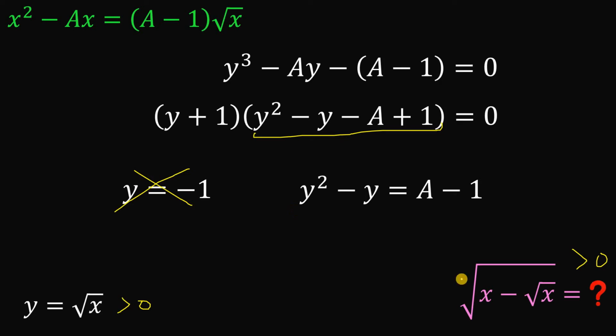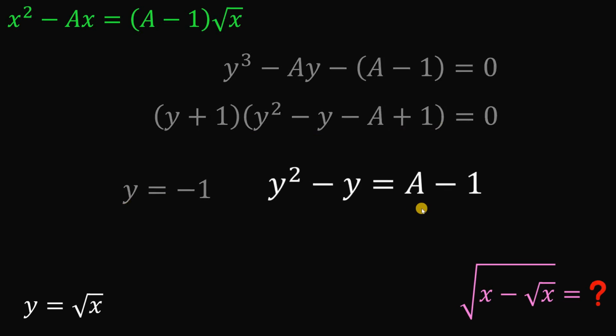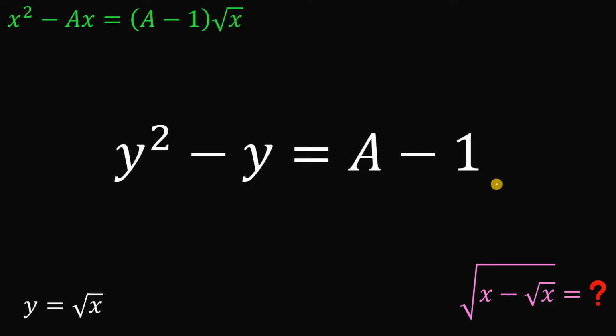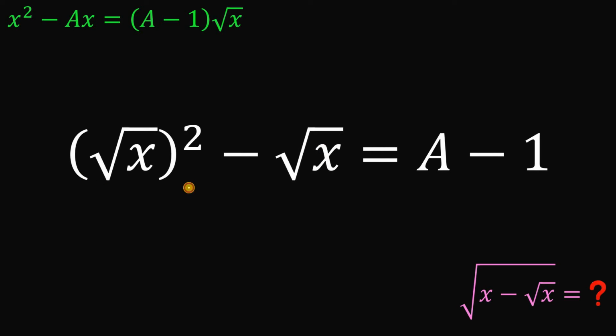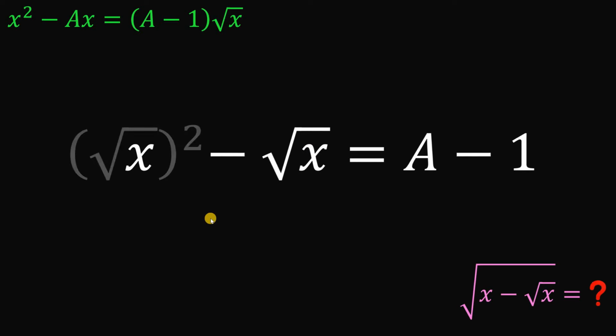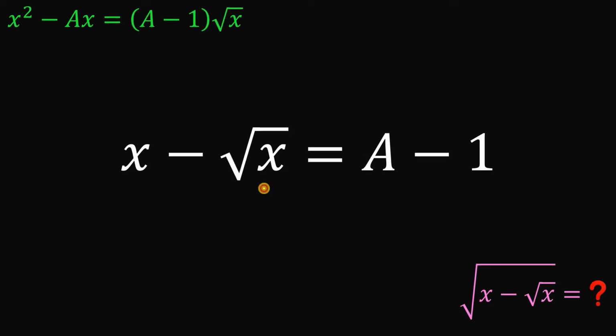So the only factor that we need to evaluate this expression is this equation, y squared minus y equals a minus 1. So let's focus on this. And now, let's replace y with square root of x. And if we do that, we get square root of x squared minus square root of x. And square root of x raised to the power of 2 is simply equal to x. And now, this looks like the expression inside the square root. And now, the last step to get this value, simply take the square root on both sides.